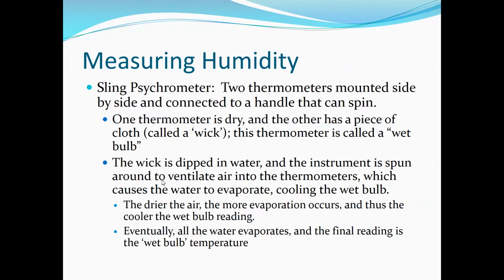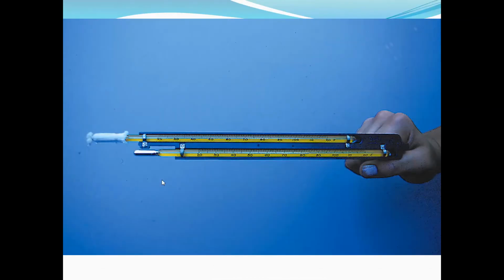And a sling psychrometer, and I'll come back to the slide in a second, looks like this. So here's what's happening here. You have two thermometers connected to a pivot. One of the thermometers, the bulb, is covered with a cloth called a wick. The other bulb is left exposed. Well, here's what we do. We actually dip this cloth and the bulb with the cloth in water. And we call that the wet bulb.